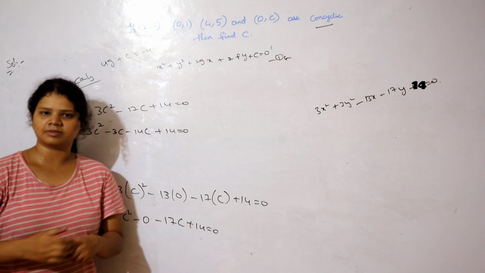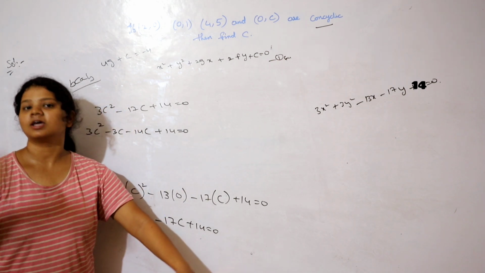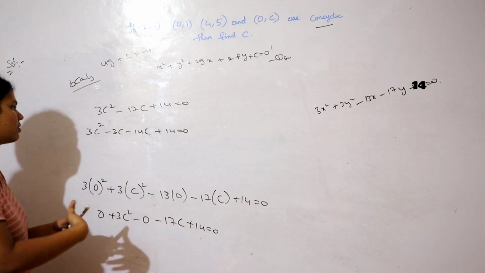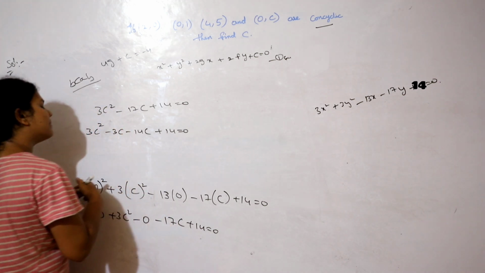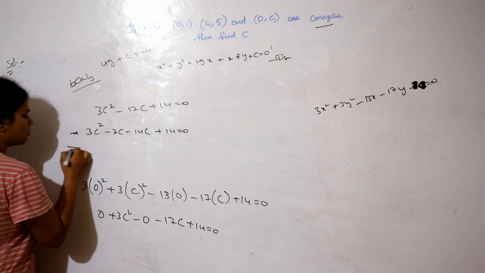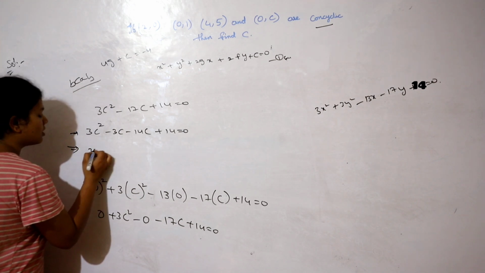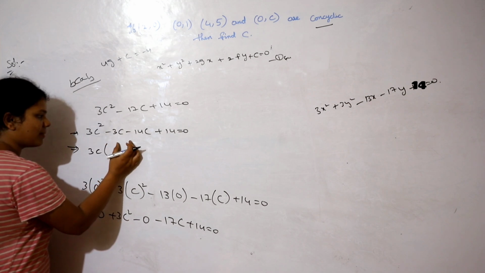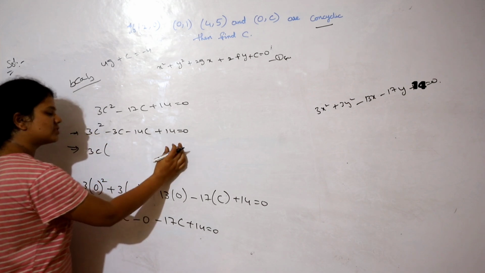Coming back to the factorization method, you practice it, then you'll get how to do factorization over here. Initially I also had a little bit of doubt about how to factorize. We don't know much, but as you keep on practicing, you will definitely get the factorization method. So we got 3c square minus 3c minus 14c plus 14 equals to 0.